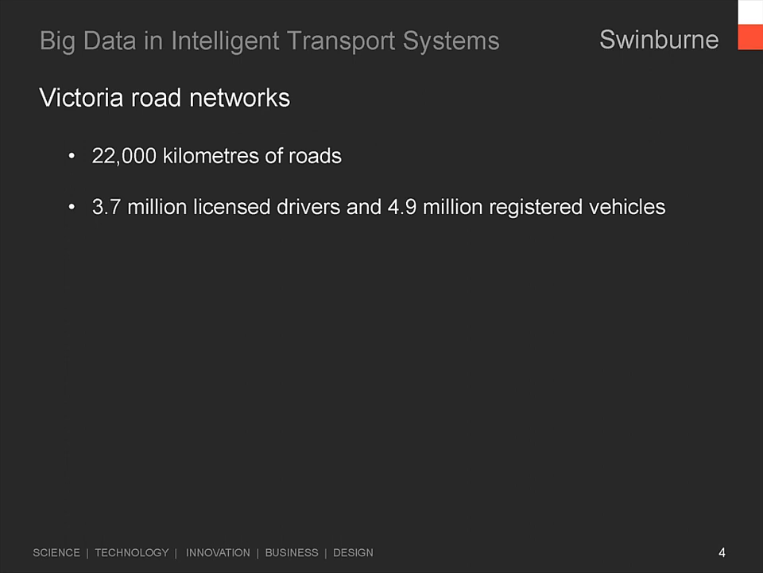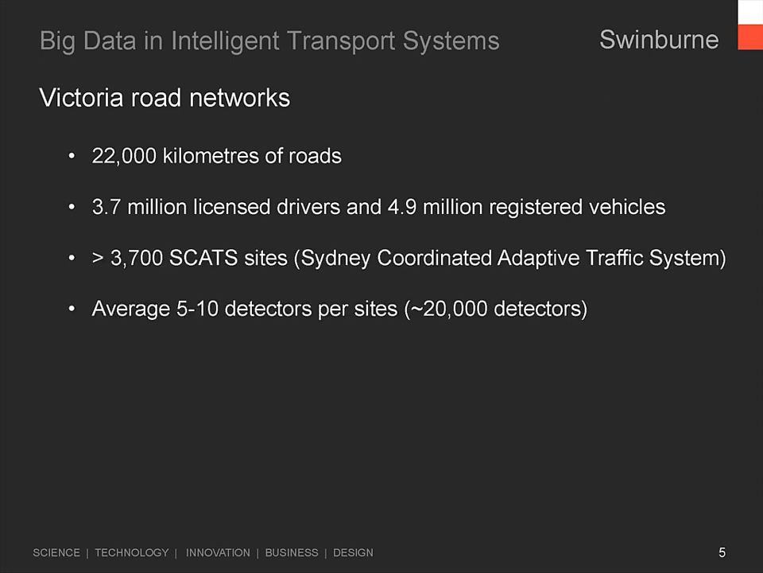So to appreciate that, let's look at some data. VicRoads is essentially looking after 22,000 kilometers of road networks in Victoria and about 4 million drivers that exist in their system. Now they have roughly 4,000 SCATS sites. The SCATS site is the traffic site that I showed you before. They have about 4,000 of them across Victoria, and the system manages that.